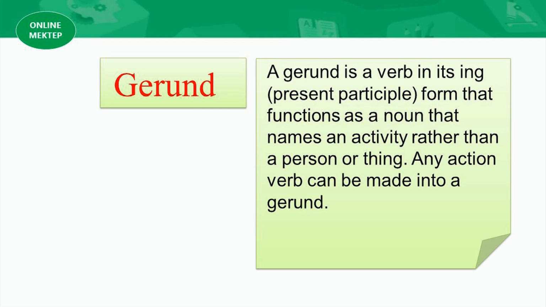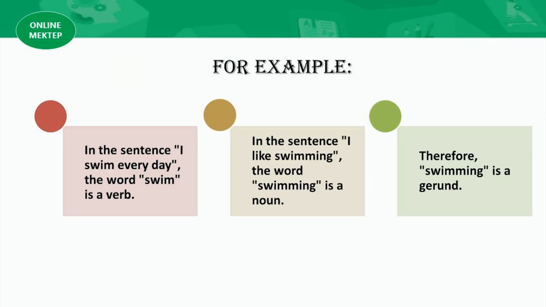A gerund is a verb in its ing present participle form that functions as a noun that names an activity rather than a person or thing. Any action verb can be made into a gerund. For example, in the sentence I swim every day, the word swim is a verb. In the sentence I like swimming, the word swimming is a noun. Therefore, swimming is a gerund.